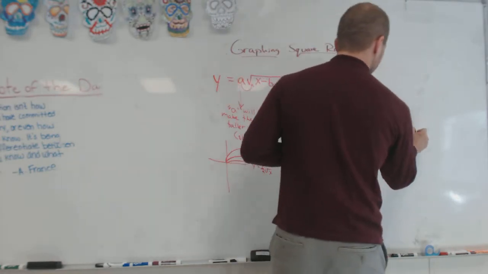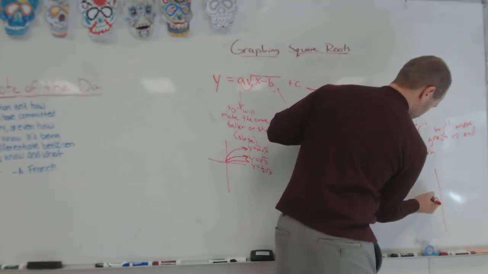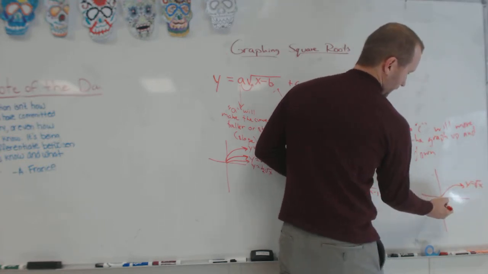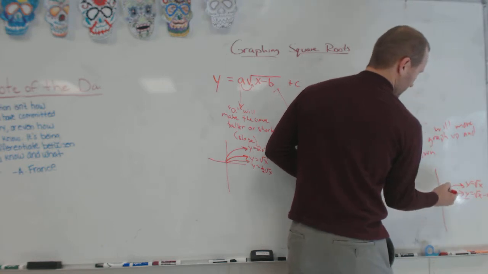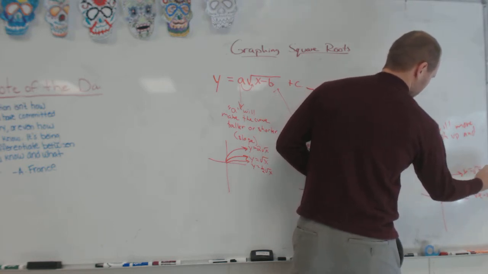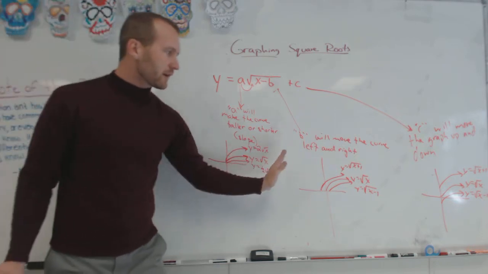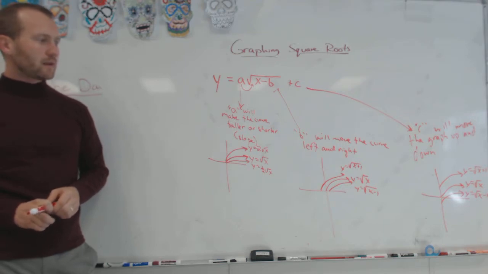And then c will move the graph up and down. So here's y equals the square root of x. Here's y equals the square root of x minus 1. And here's y equals 0. So we're shrinking and growing our graph. We're moving it left and right.